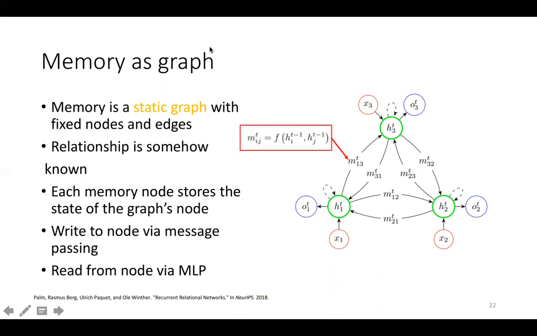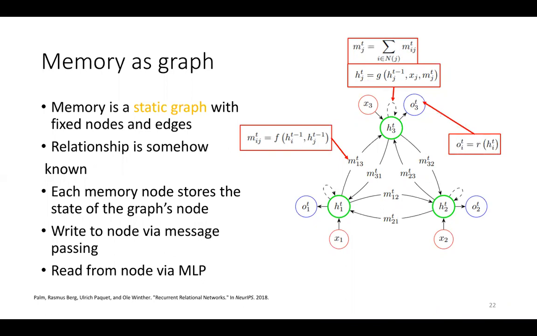Here I give an example of message passing. We can create a message based on the hidden state of the node between the two nodes that share the same edge. And when you want to read from the memory, you do the reading as usual here. You sum up all of these messages from the neighbor nodes, and then you use some function G from a neural network to update the hidden state of the node, and also to give the output.